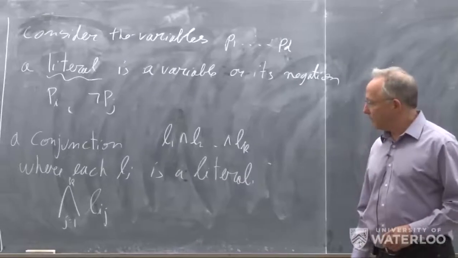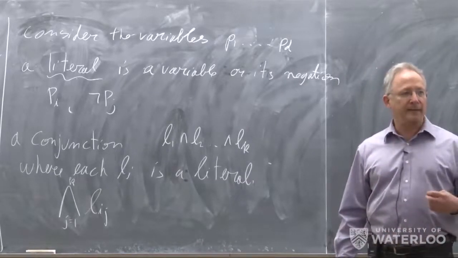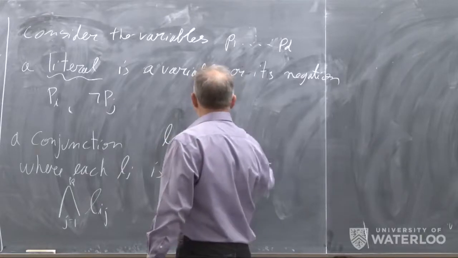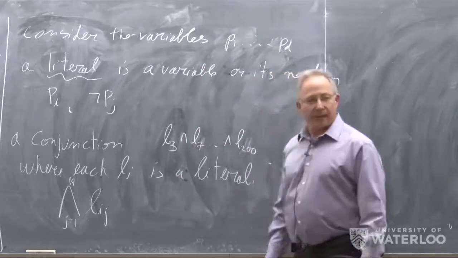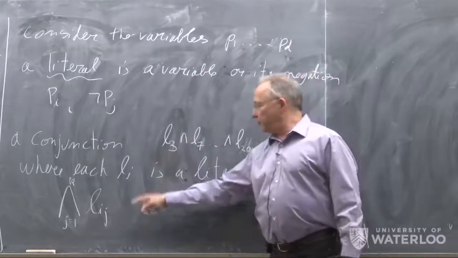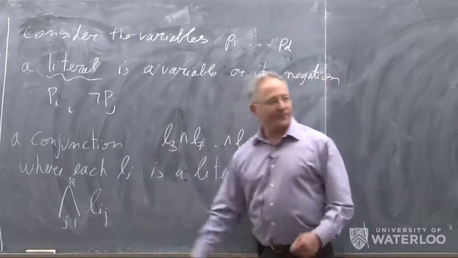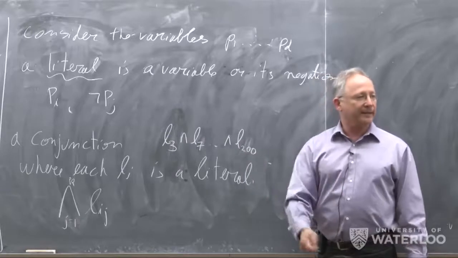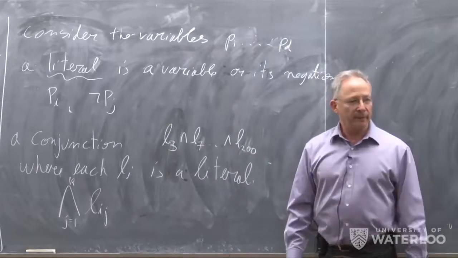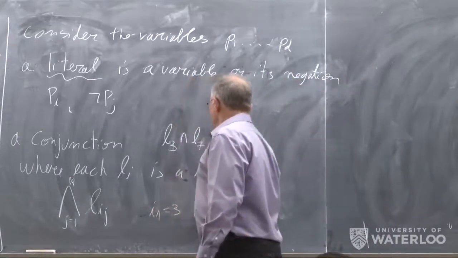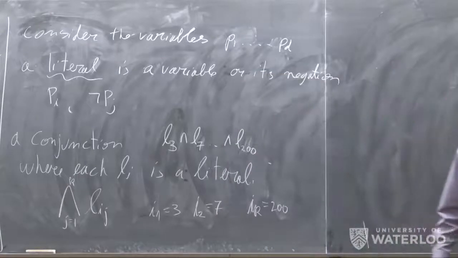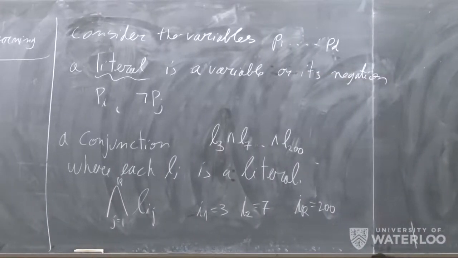What is i_j? Assume that what I have here is L3 and L7 and L200. So i_1 will be 3, i_2 will be 7. The j tells me where it is in my list, and i_j tells me the index of this literal. So here i_1 equals 3, i_2 equals 7, and i_k equals 200. So i_j is the index of the j-th literal in my conjunction. Yes, j is a subscript on the i.